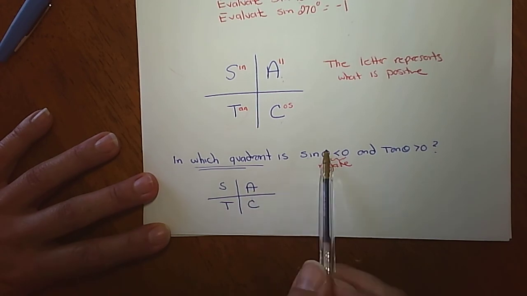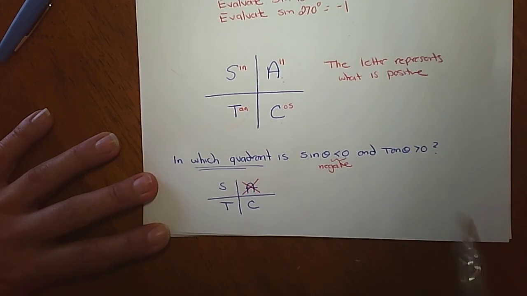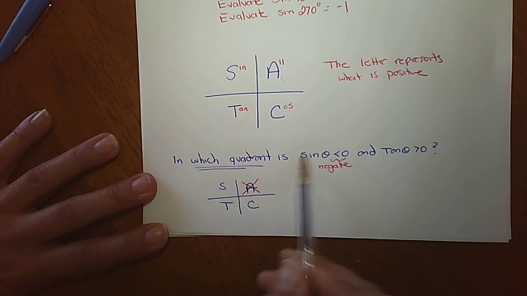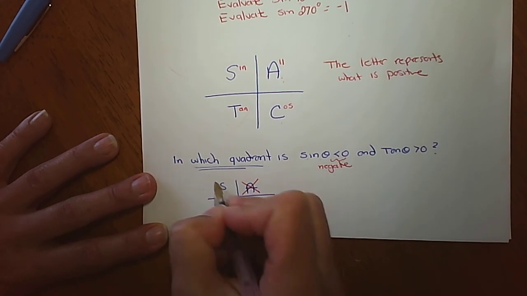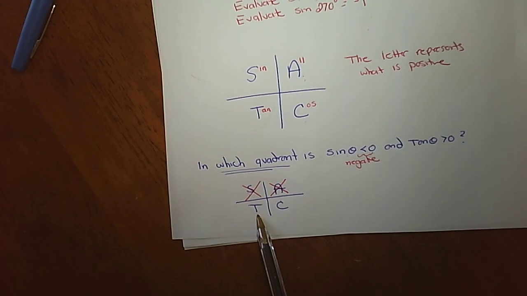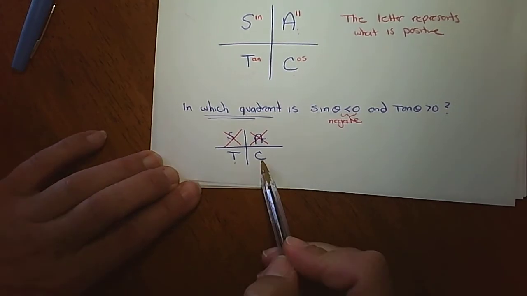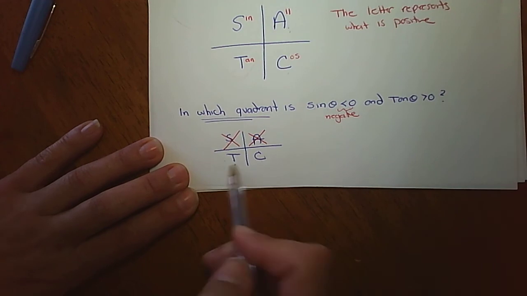So can sine be negative there? Nope, so I cross it off. Can sine be negative in the second quadrant? No, S stands for sine is positive, so I cross that off. Can sine be negative here? Yes. Can sine be negative here? Yes. All right, so far I'm down to 2 choices.